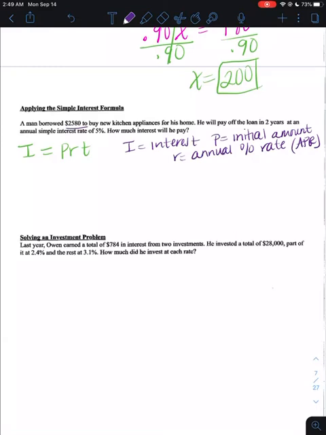All right, so a man borrowed $2,580 to buy new kitchen appliances for his home. He will pay off the loan in 2 years at an annual simple interest rate of 5%. How much interest will he pay? So the $2,580 is the money that the interest is being calculated on. They want to know how much is the interest. So in this case, the $2,580 is going to be the P value. T is time in years. I put I, P, R, I forgot to put T.